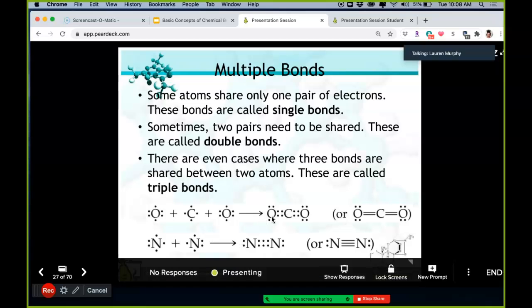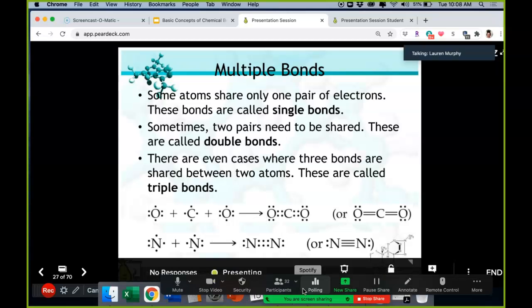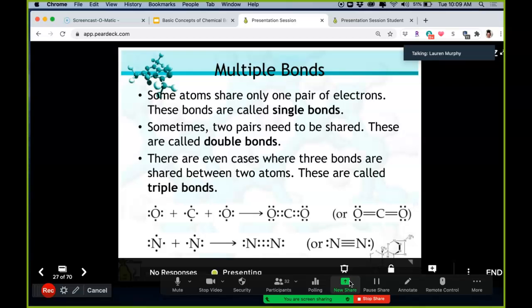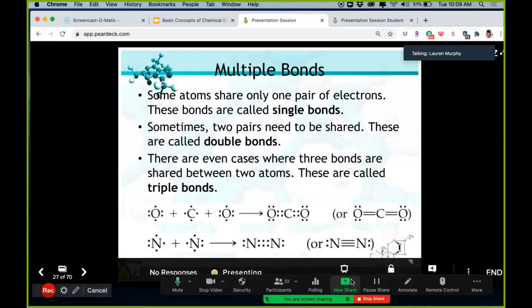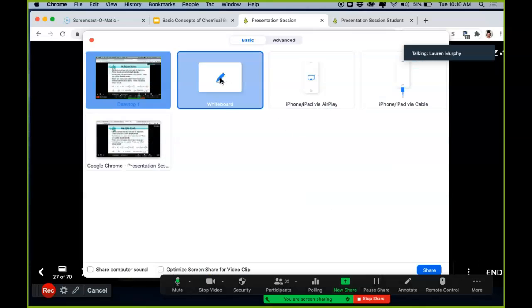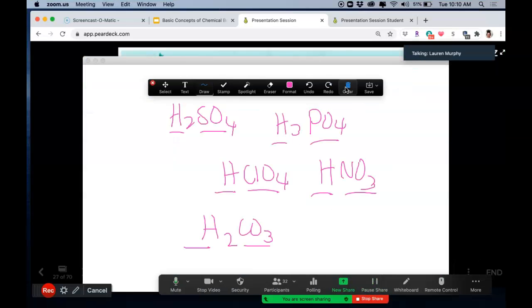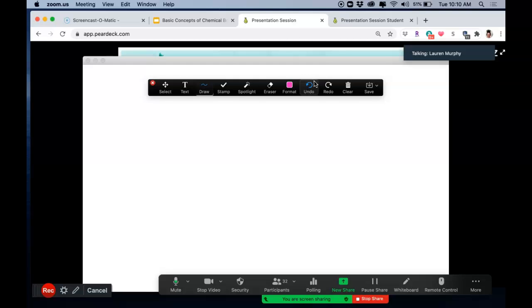So again, let's draw. I should have done this first. So carbon dioxide would be done the same way. So let's practice that. What I'm saying is, next class I would have a slide inserted so I could draw carbon dioxide.